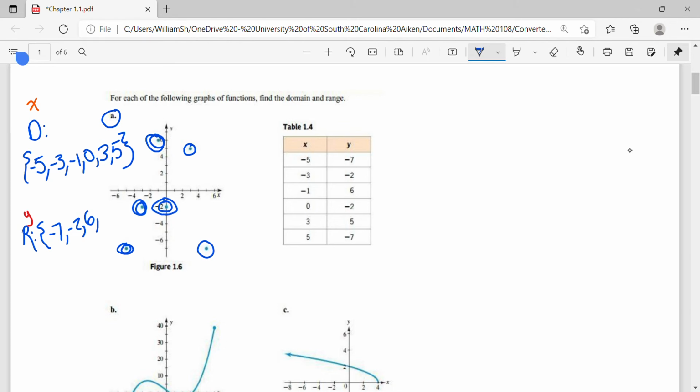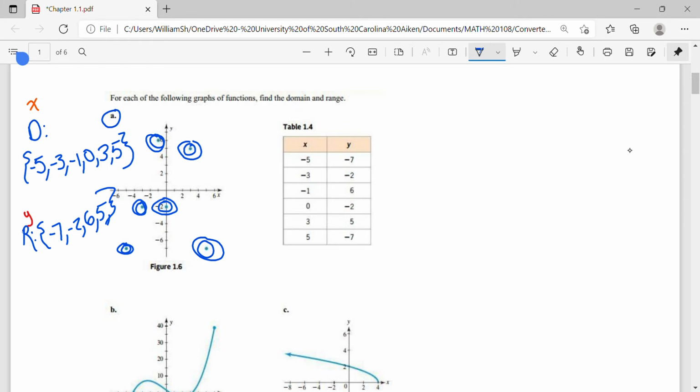Now I already have -2 written. You only have to put it one time. You don't have to put it every time it shows up. So I've already got the -2 written down. My y value here is 5. And my last point here, my y value is -7. So I'm done. I'm going to finish out my little curly bracket here. And my range is -7, -2, 6, and 5. Hopefully that's easy enough for you.